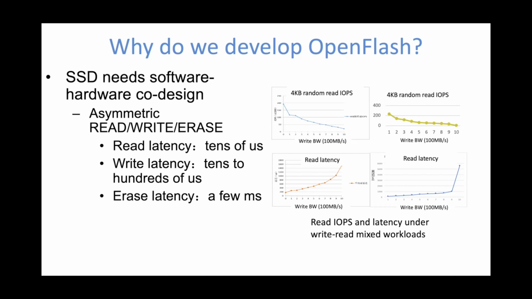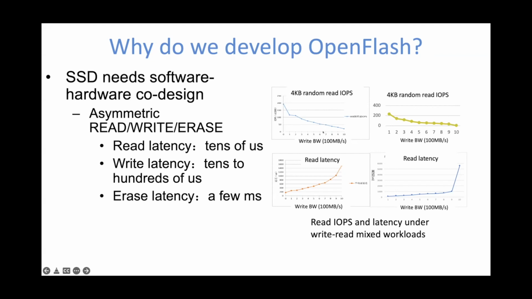We also tested the read-write interference for SSD. On this slide, there are 4 figures. These 4 figures show the performance result of read IOPS and the latencies when an SSD receives read and write mixed workloads. The above 2 figures show the 4 kilobytes random read IOPS, and the bottom 2 ones show the average read latencies. The x-axis is the concurrent write bandwidth. We increased the write bandwidth from 100 megabytes per second to 1 gigabyte per second.